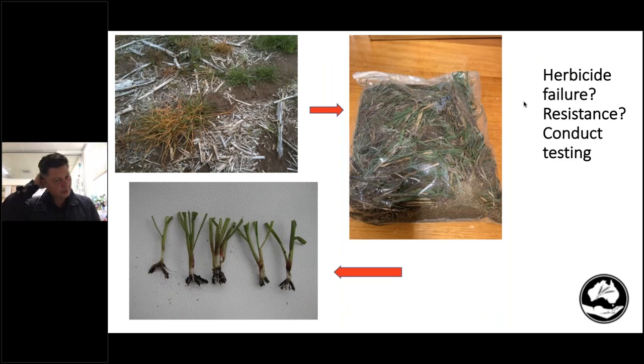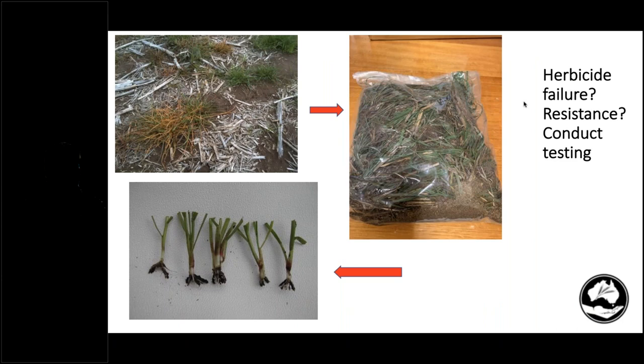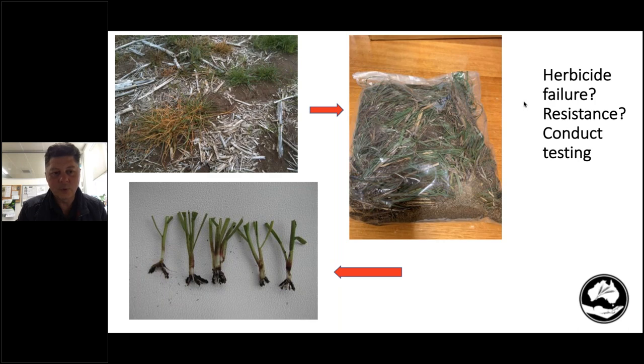You've got situations in the paddock where you've got weeds that have survived the herbicide, some weeds that have died. You're suspicious. Why haven't those weeds died? Are they resistant, or was there some other factor that caused them to survive?